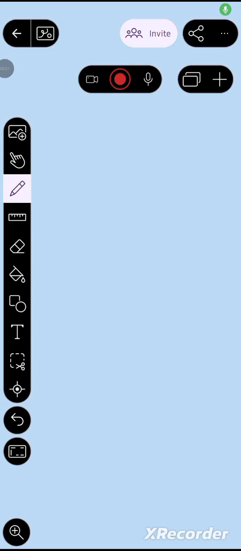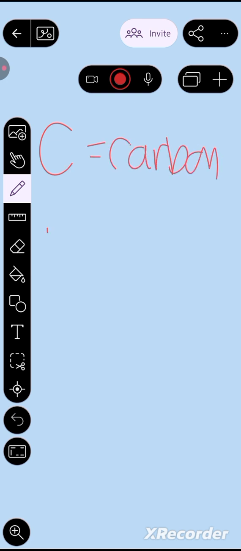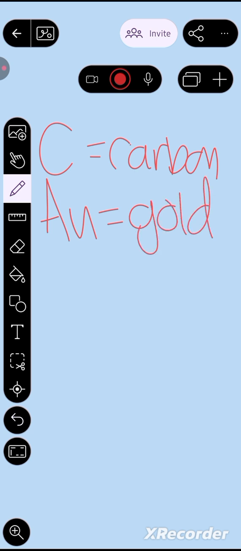So when talking about atoms, we must understand that every element has a symbol. For example, C stands for carbon, whereas Au stands for gold. Now you may notice here that C is the first letter of carbon, so it works to be the symbol. However, Au is not the first letter of gold.